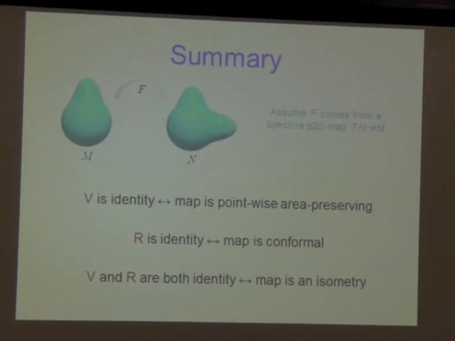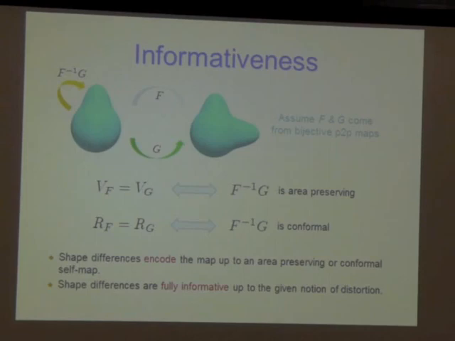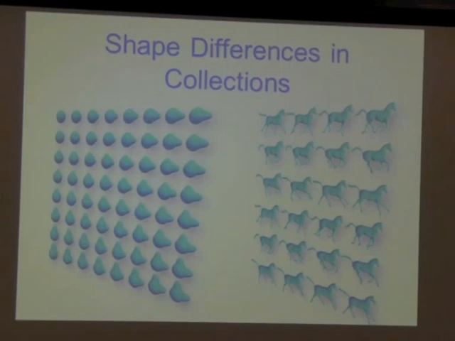And actually, you get all that you want in this case, namely, if this difference is the identity, then the map is, in the V case, point-wise area preserving, in the R case, point-wise conformal, and if both are true, it is an isometry. And also, if you have two maps that have the same difference operator, then one times the inverse of the other is essentially the identity, namely, it's area preserving, and similarly, F1 minus 1 G is conformal. So essentially, these differences are fully informative within the domain of the transformation group that does not change the difference. So let's look at some examples now, how we can use this notion of shape difference to analyze shape collections.